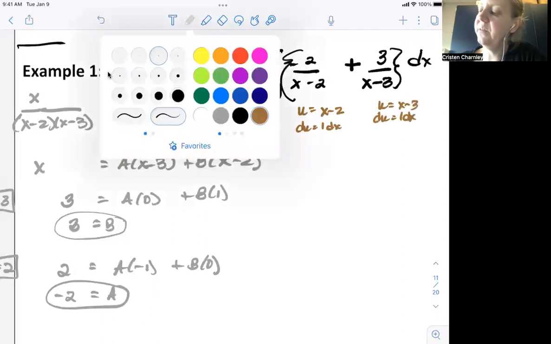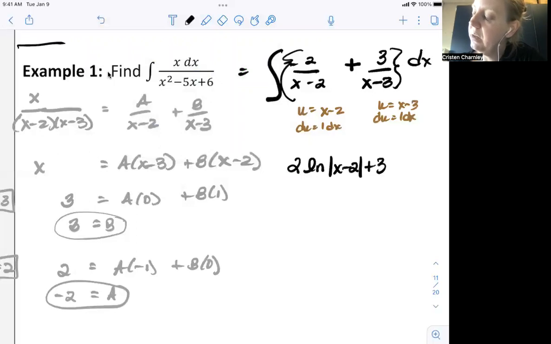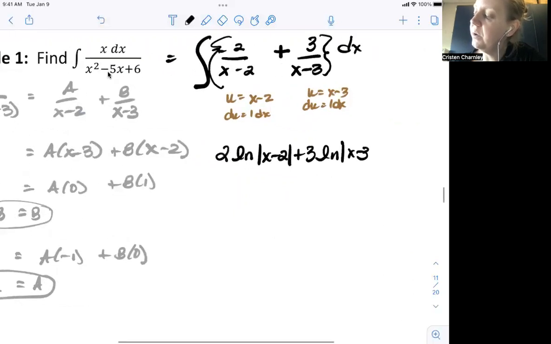You probably feel like you've done enough of these where maybe you don't have to write that out each time, and that's okay. But because the derivative of each term is 1, I don't have to do anything crazy. So this becomes -2 natural log of absolute value x minus 2 plus 3 natural log of absolute value x minus 3. And then what goes on the end? We need a plus C.